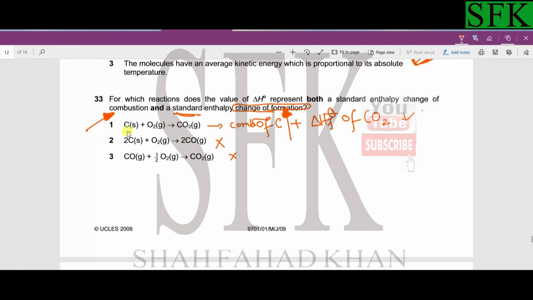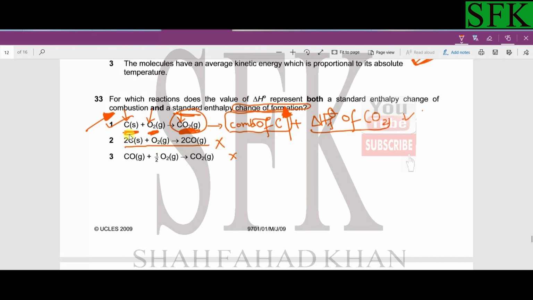Now, first MCQ: carbon, 1 mole, is burned in excess oxygen to form carbon dioxide. If you look at it carefully, 1 mole of an element is being burned in excess supply of oxygen to form carbon dioxide. So this is actually combustion of carbon. And secondly, 1 mole of carbon dioxide is formed from its elements in their standard states. The carbon is solid at room temperature, oxygen is gas at room temperature. This is also the enthalpy change of formation of carbon dioxide. So one is correct.